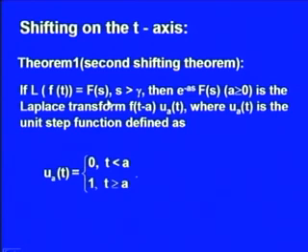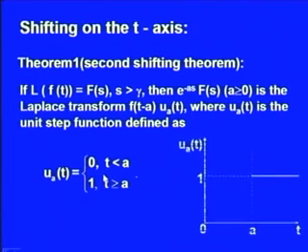It says that if L{f(t)} is equal to F(s), where s is greater than gamma, then e to the power minus a s into F(s), a greater than or equal to 0, is the Laplace transform of f(t minus a) into u_a(t), where u_a(t) is the unit step function defined as u_a(t) equal to 0 when t is less than a, and u_a(t) equal to 1 when t is greater than or equal to a. This is the graph of the function u_a(t).